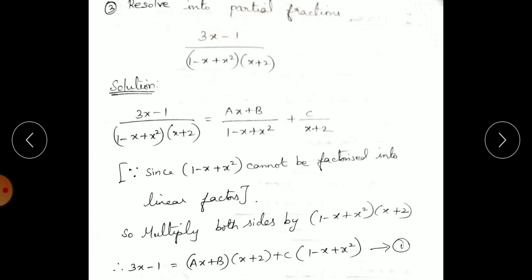Resolve into partial fractions: 3x minus 1 divided by (1 minus x plus x squared) into (x plus 2). Okay, here they have given two terms in the denominator, right?